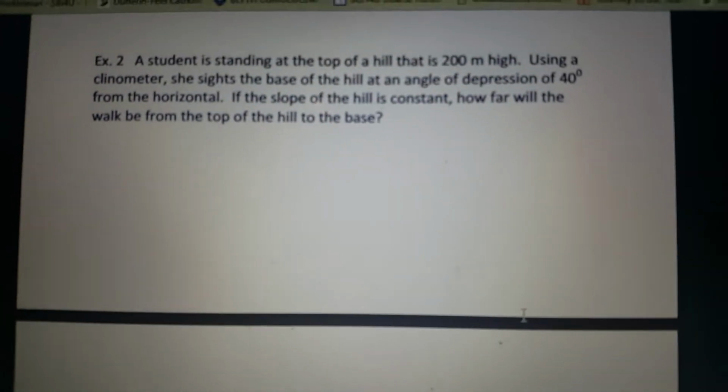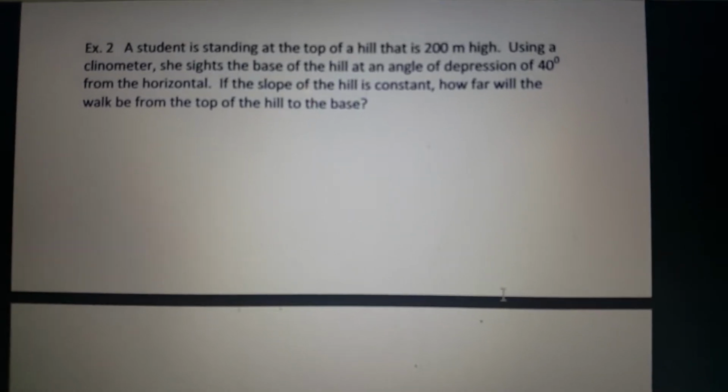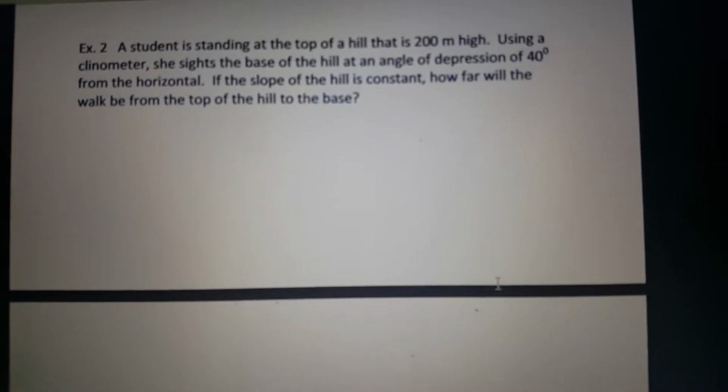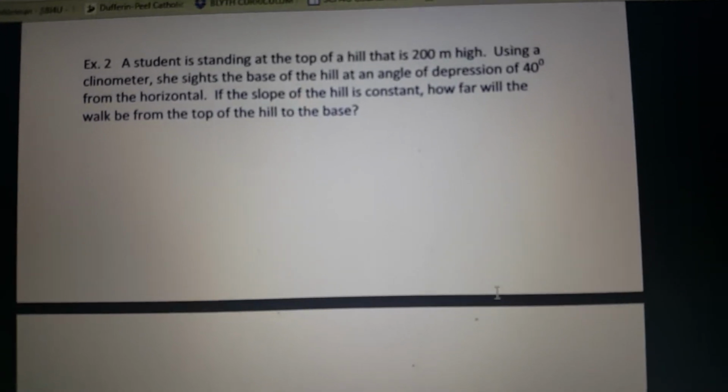All right, so let's start by drawing a diagram. Also, this video is going to be on Schoology, so you can always go to Schoology and get the note. A student is standing at the top of a hill that is 200 meters high. Okay, so we'll start with that.